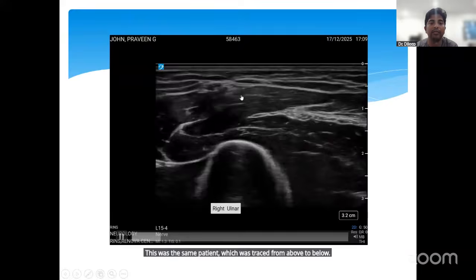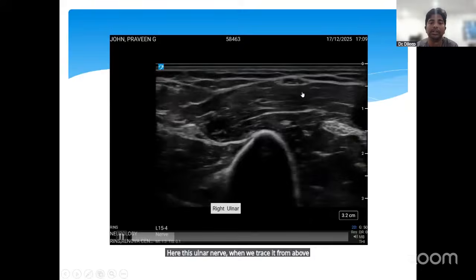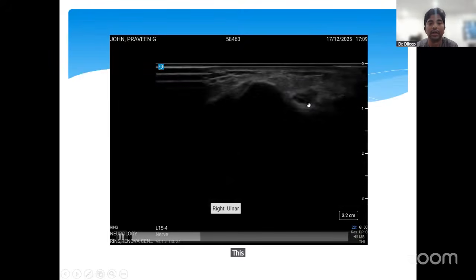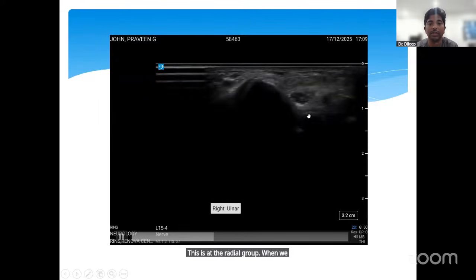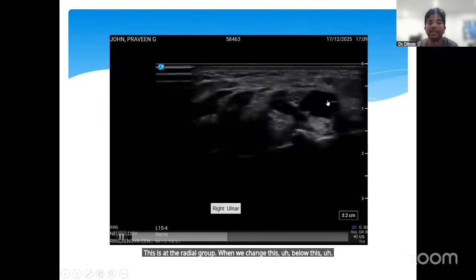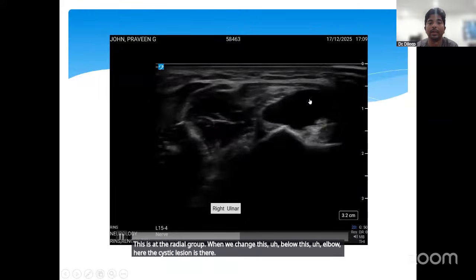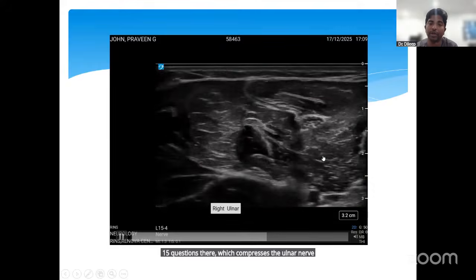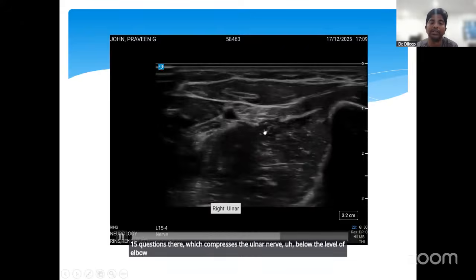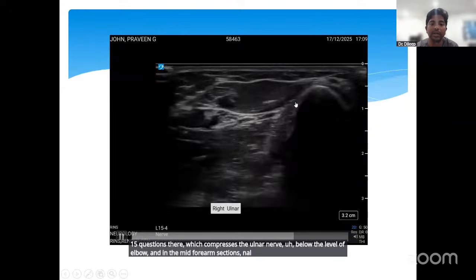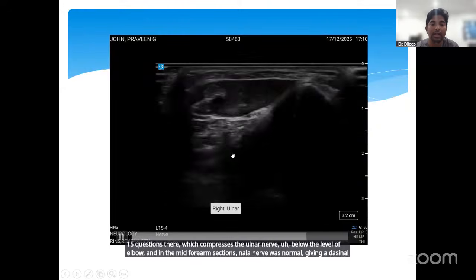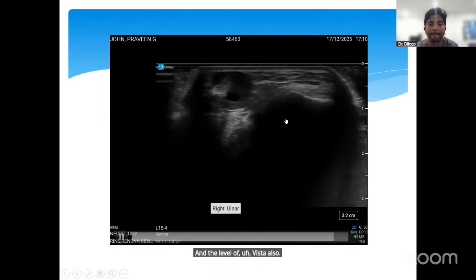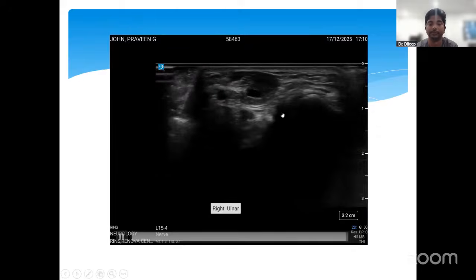Here, when we trace this ulnar nerve from above to below, this is above the level of elbow. This is at the radial groove. When we trace it below the elbow, here the cystic lesion is there, which compresses the ulnar nerve below the level of elbow. In the mid forearm sections, the ulnar nerve was normal, giving the dorsal ulnar cutaneous, and at the level of wrist also. This was normal.